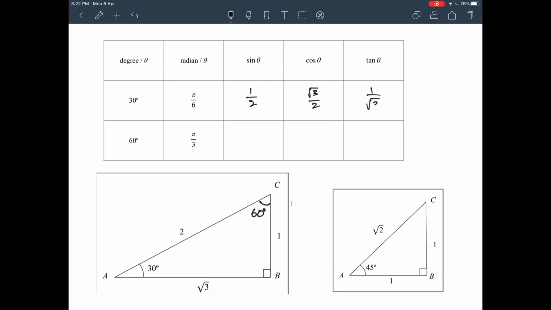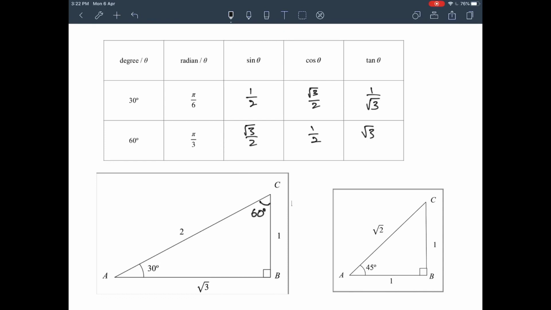Same thing goes for 60 degrees. Sine 60 degrees is opposite over hypotenuse, so that gives us root 3 over 2. And cosine 60 degrees will be adjacent over hypotenuse, which is half. And lastly, tangent 60 degrees is opposite over adjacent, so that gives us root 3 over 1, which is root 3.